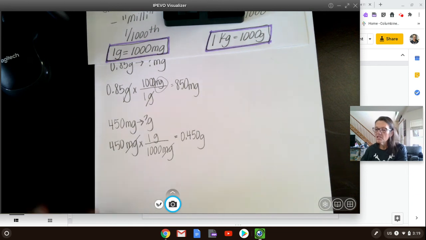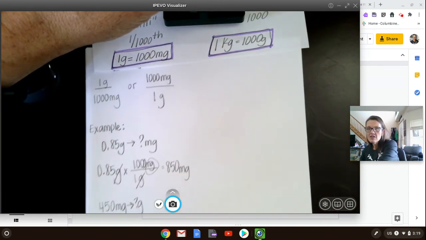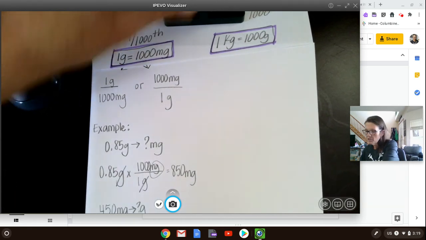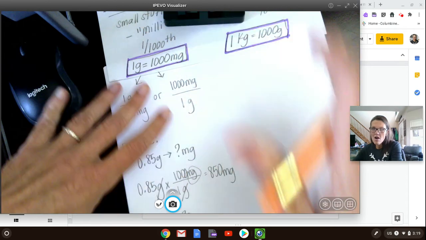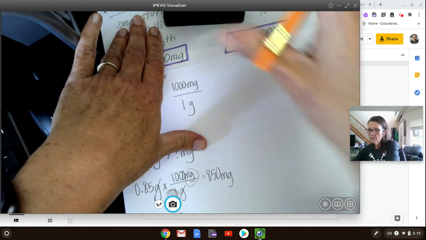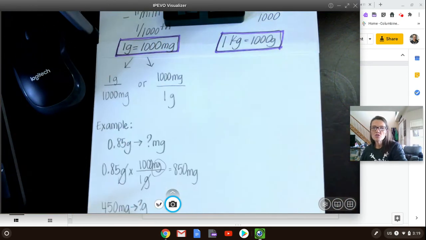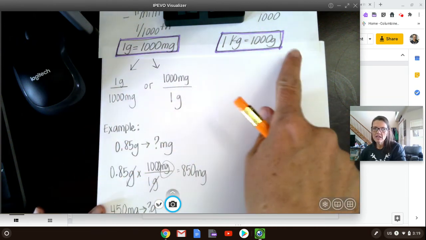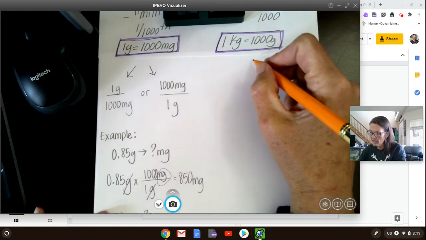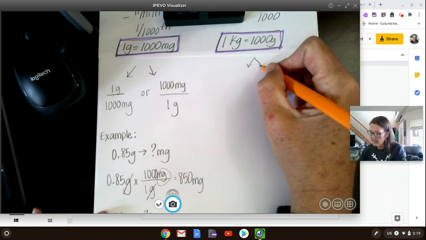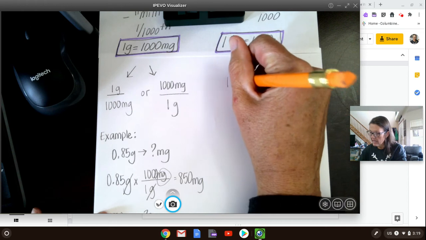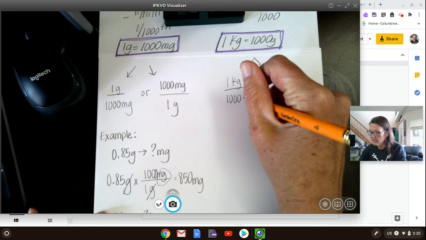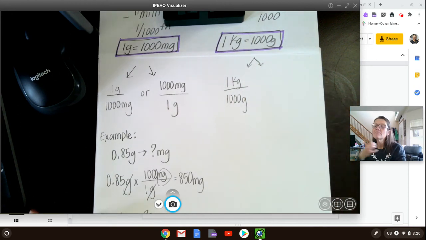So let's go back and talk about the kilogram right now. If it was true that 1 kilogram equals 1,000 grams and we can write it as these two fractions, the same thing goes for over here, right? We can write this conversion fact as two different fractions where 1 kilogram can go on top and 1,000 grams can go on the bottom.